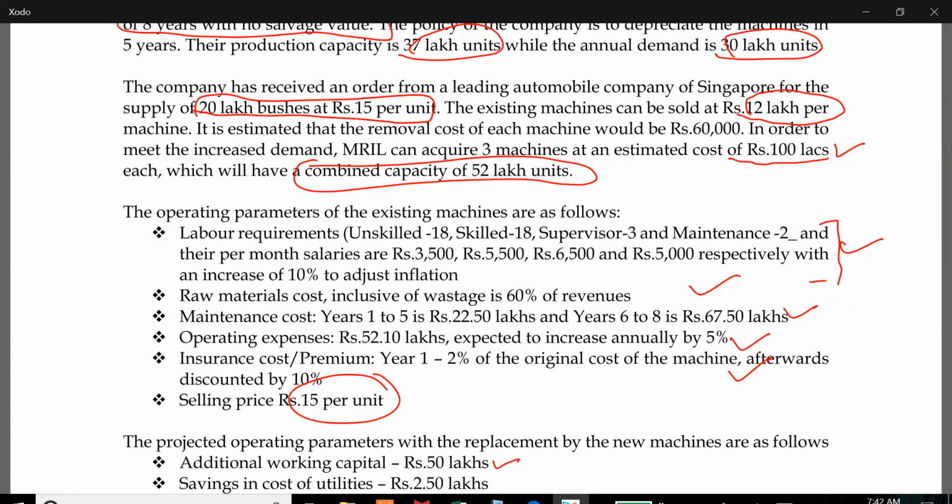Okay, read the line on old machine and tell me what will be the cost. Do the appropriate multiplication and tell me the cost. Their per month salaries are given. Do the multiplication.